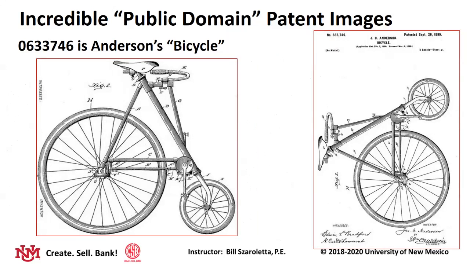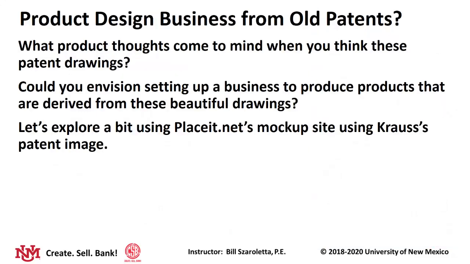And 0633746 is Anderson's bicycle. Again, kind of cool. Now, on the right is the way it was actually done. I cropped it and rotated it so you could see what it really looks like. So, what product thoughts come to mind when you think of these patent drawings and when you see them? Can you envision setting up a business to produce products that are derived from these beautiful drawings?